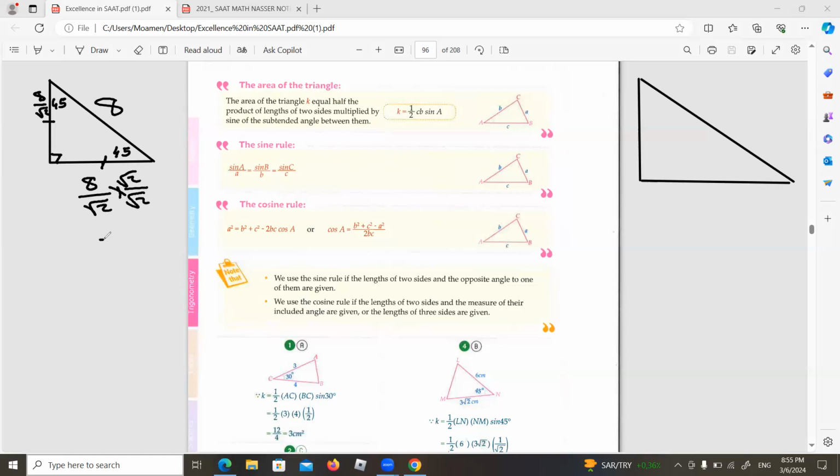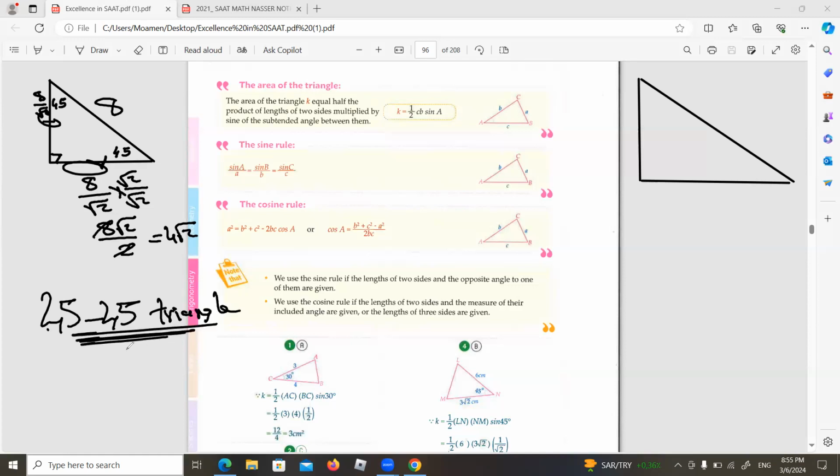Mister, after that, I can simplify. Root 2 times root 2 equals 2, and I have here 8 and here root 2. Cancel, cancel. It will be 4 root 2. So this side will be 4 root 2, and the other side will be 4 root 2. This is what? This is a 45-45 triangle.